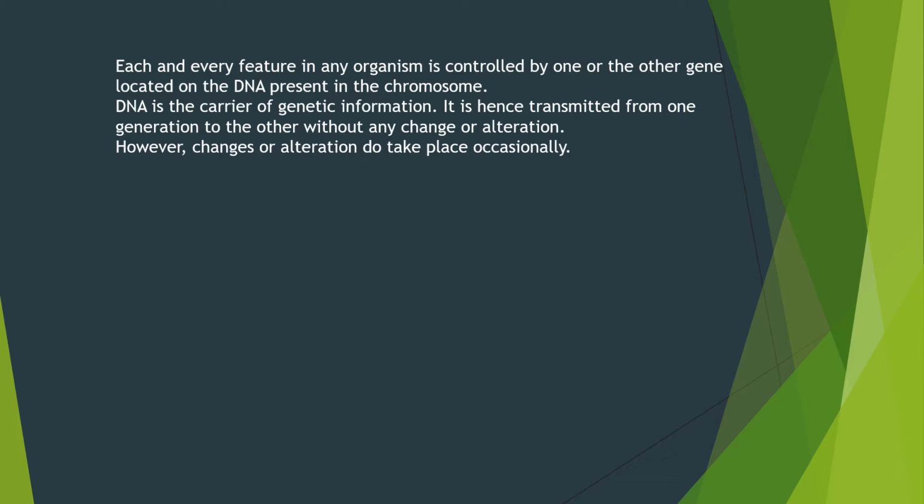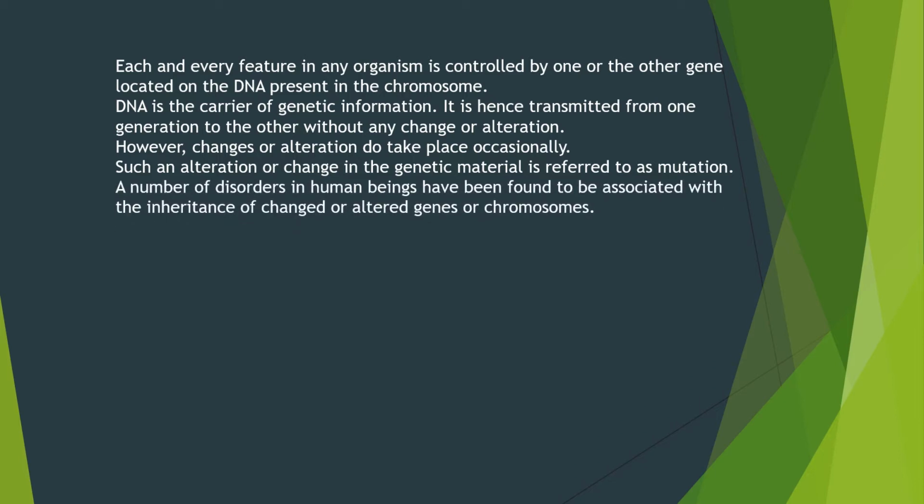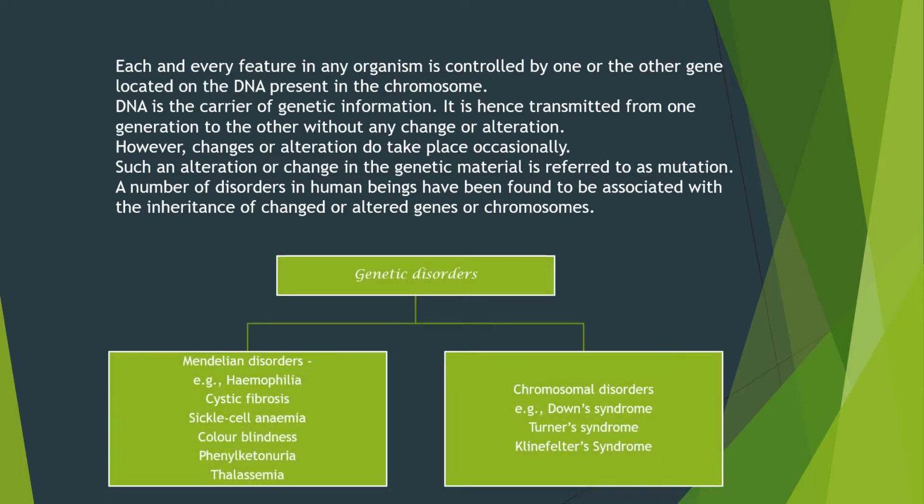However, changes or alteration do take place occasionally. Such an alteration or change in the genetic material is referred to as mutation. A number of disorders in human beings have been found to be associated with the inheritance of changed or altered genes or chromosomes. These disorders can be called genetic disorders. It can be of two types: Mendelian disorders and chromosomal disorders.